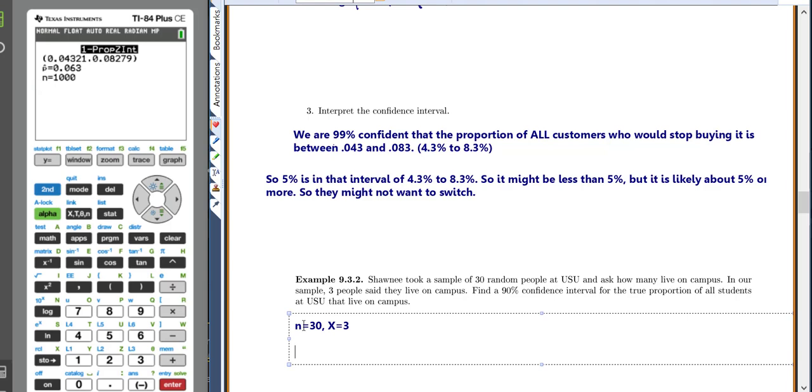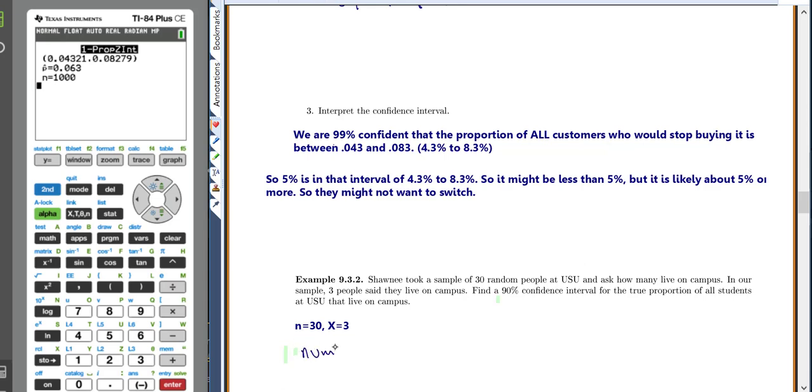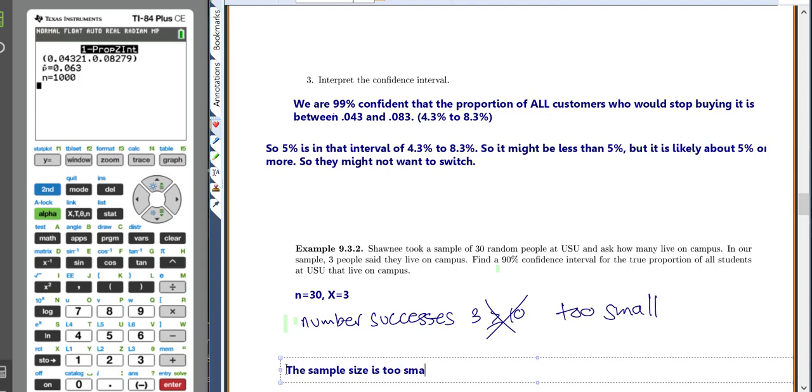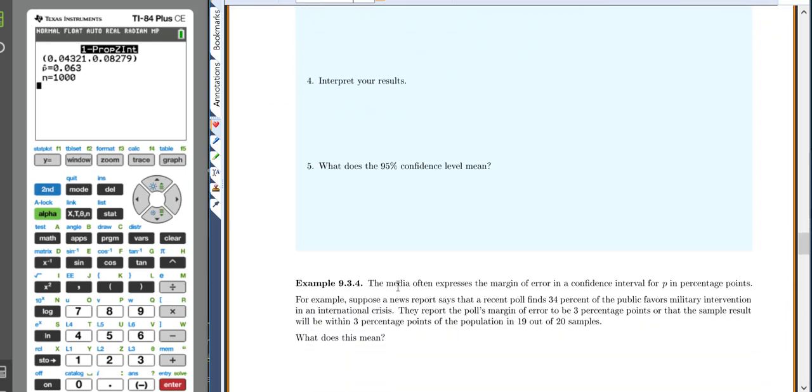Okay. So we can do this two ways. We can say our number of successes is 3. That is not greater than 10. So this is too small. Okay, we can't do this test. We would have to do a non-parametric test or confidence interval. So the sample size is too small. We can't do this confidence interval. Okay. There's another problem for you to try.